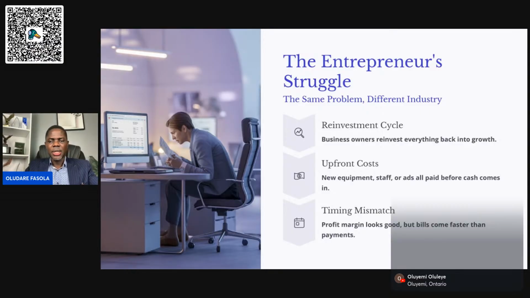Timing mismatch. Profit margin looks good, but the bill comes faster than payment. Now, when you are in a business, okay, that's what we call matching concept. Okay, as at when due, right, you must be able to account for every month. How much income do I make this month? How much expenses do I pay this month? Right.